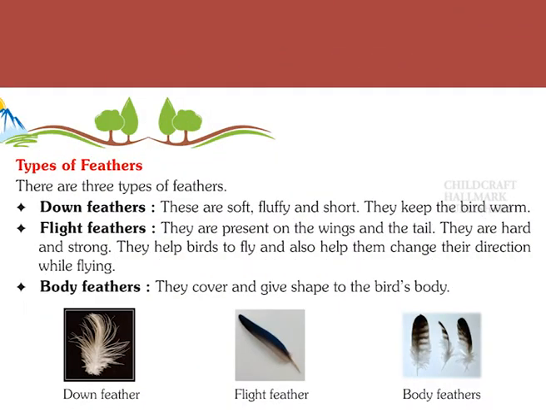Types of feathers. There are 3 types of feathers. Down feathers. These are soft, fluffy, and short. They keep the bird warm.